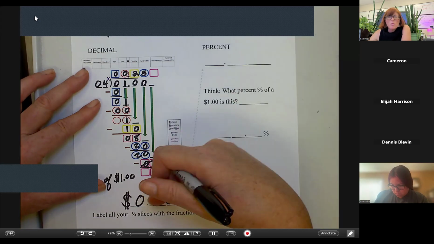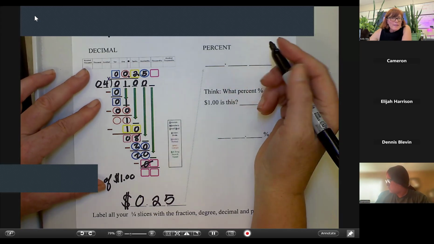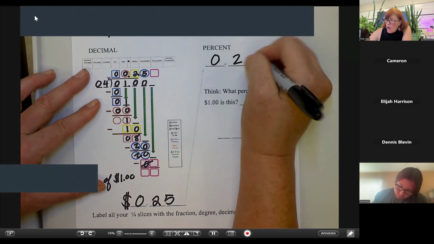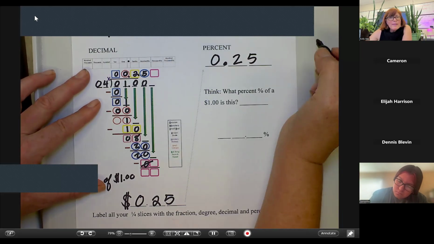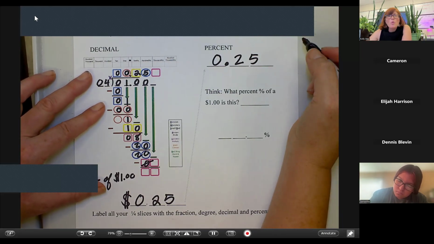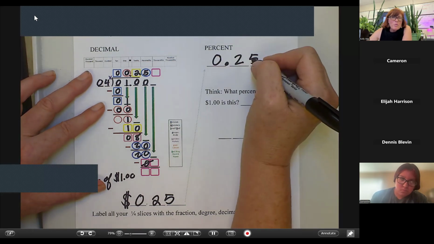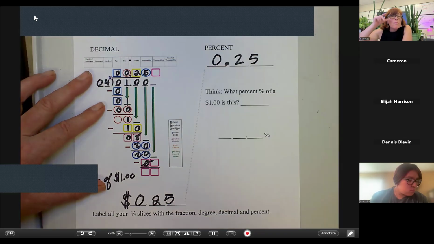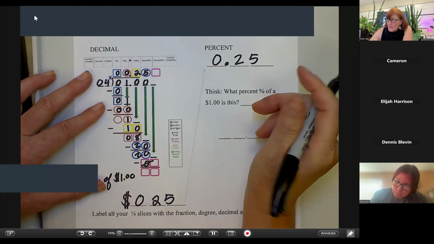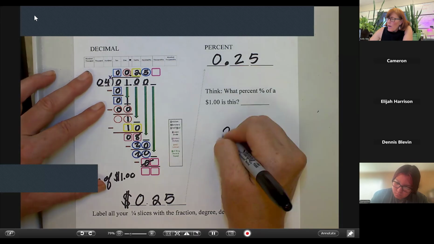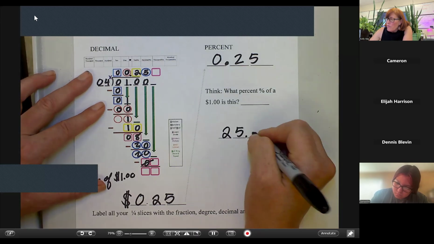1/4 of a dollar is 25 cents. And you bring it up here, that's 0.25. Okay. Cameron, I'm coming your way. 0.25, 25 cents would be how much percent? 1/4. Or 25%, right? Yeah, correct. 25%. So 25.0.